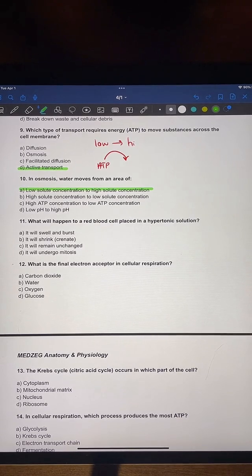Moving on to number 11. What will happen to a red blood cell placed in a hypertonic solution?